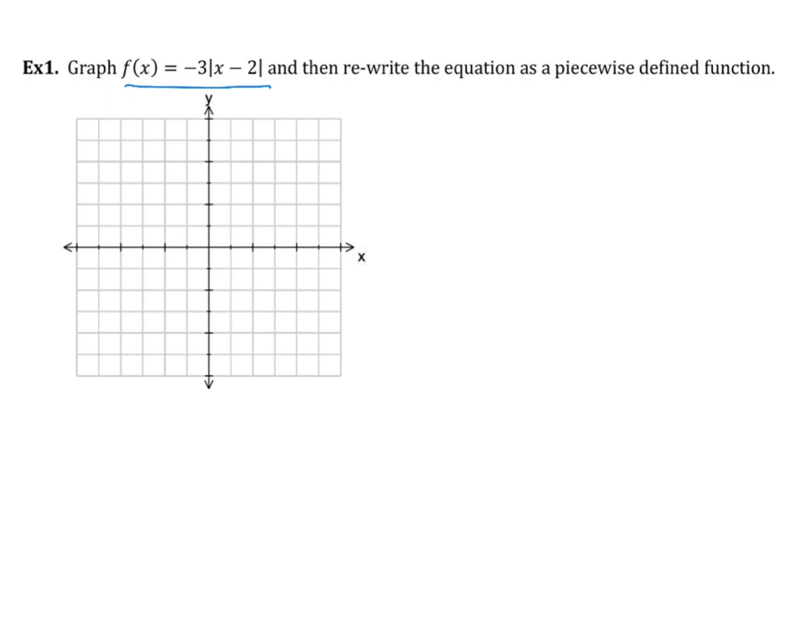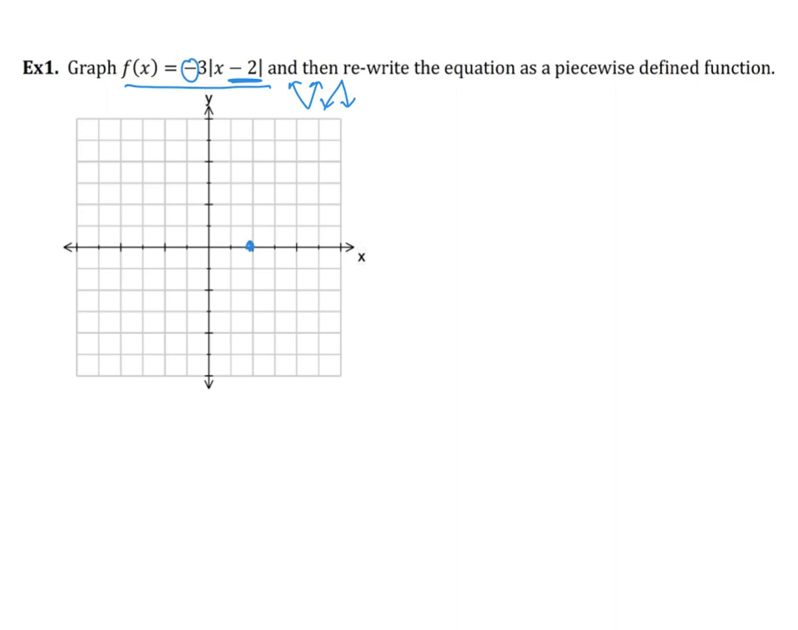So we know that an absolute value function usually looks like a V, but because we have a negative in front, it's going to open down because we have a vertical reflection. This information here tells us we're going to move right 2. There's no other up or down.